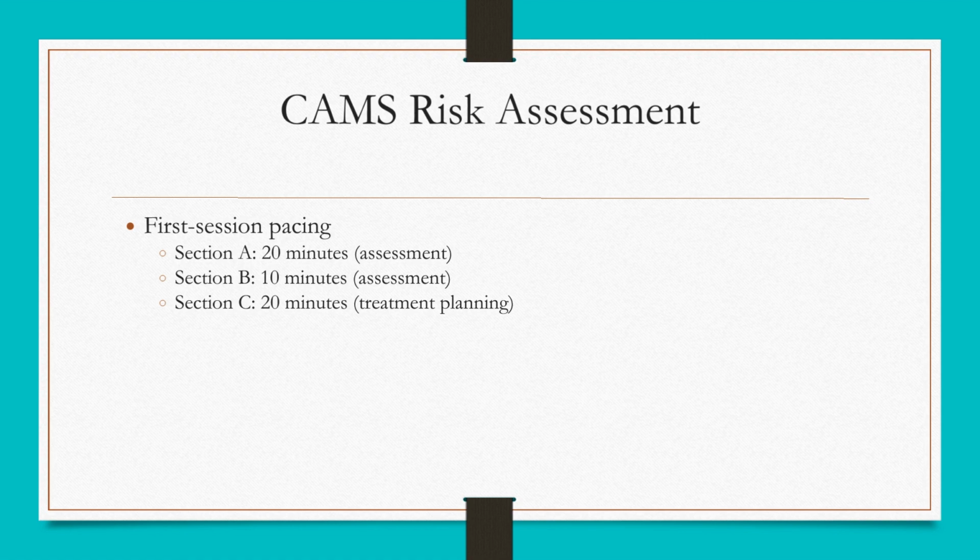The CAMS risk assessment is structured to ensure a comprehensive evaluation of the client's suicidal risk. The first session is divided into three sections. Section A, taking about 20 minutes, is the initial assessment to understand the client's current state and risk factors.